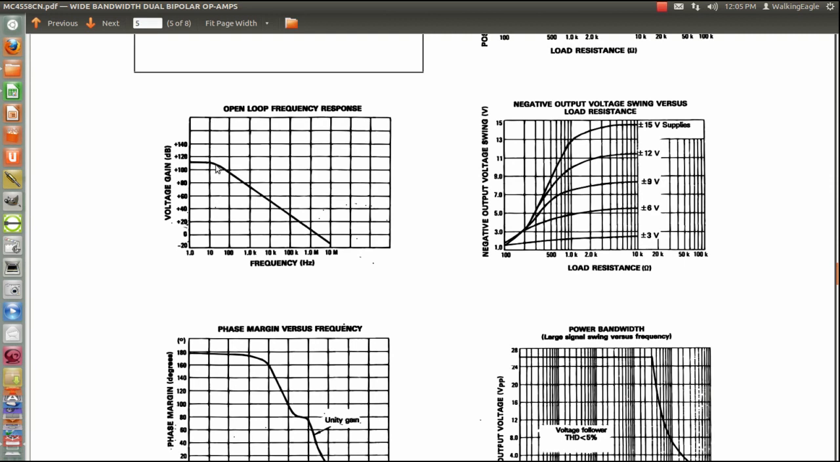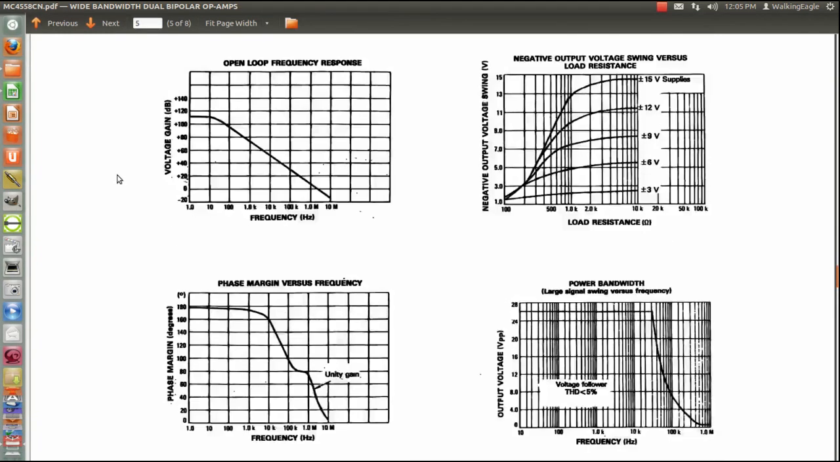a little bit over 10 hertz. And as you can see, it drops off at about 20 dB per decade. In other words, telling us that it is a simple, what we call first order filter there. It's a low pass filter. And so there's some capacitance that's killing things off, running it off to ground, in other words. So, that is the open loop response.